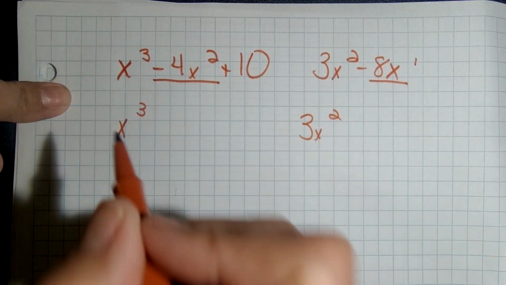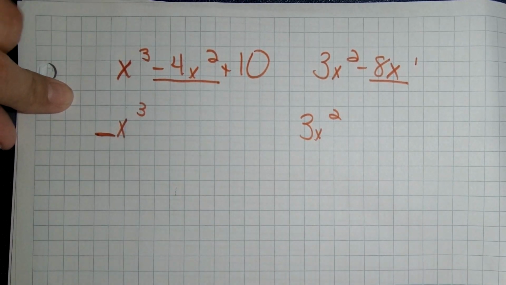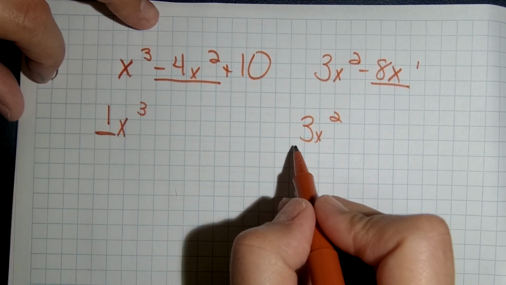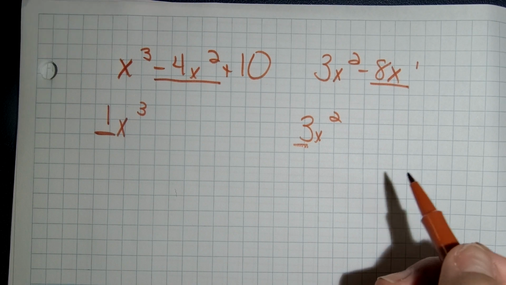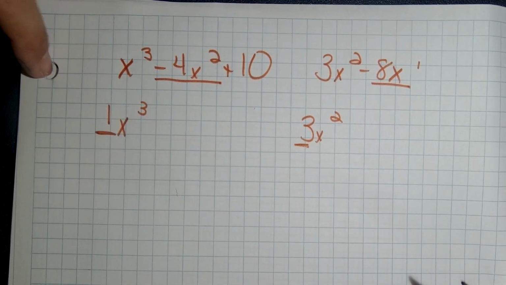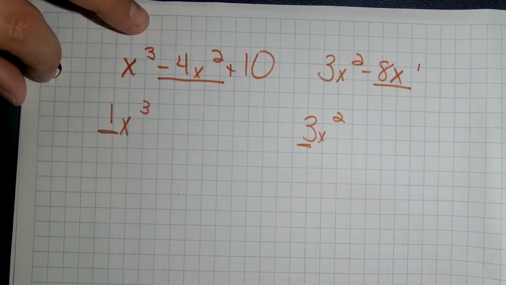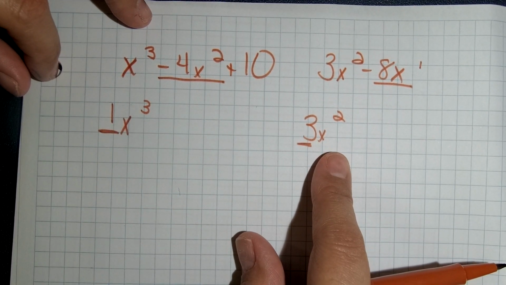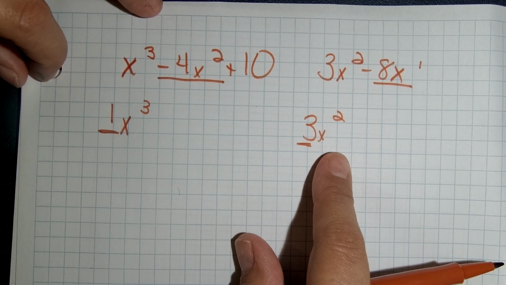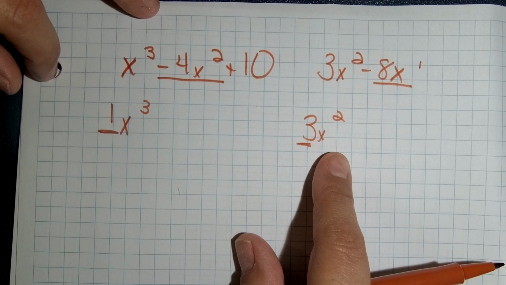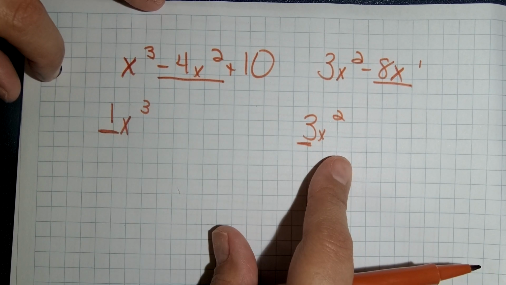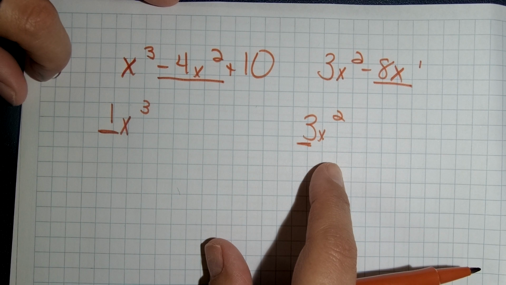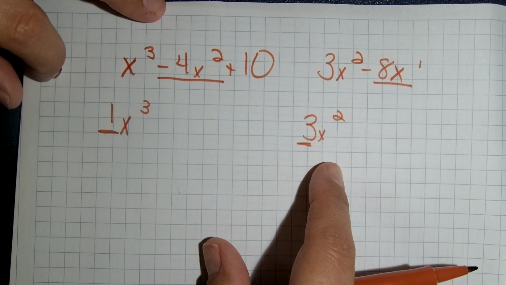What do we notice about the coefficient? What is this coefficient? 3. How can we get 3? From here to here, how can we get 3? What operation will get me from 1 to 3? Multiply by what? Okay, multiply what?